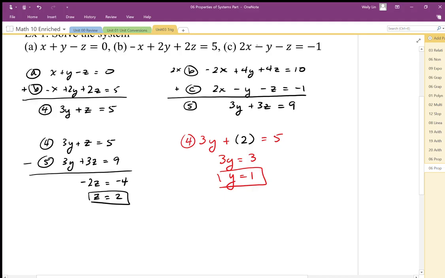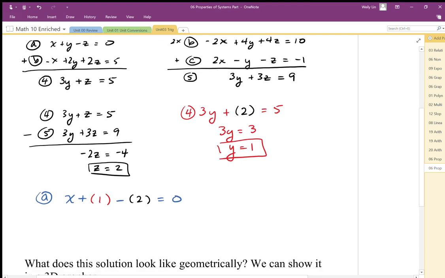If I have two variables, I can plug it into any one of the three equations up top here, either a, b, or c. So I'm going to take equation a. I need to solve for x. I've solved for y is equal to 1, so I'm going to replace the y with 1. Minus, I need to minus z, but since I know z is equal to 2, I'm going to replace that z with 2. And that's going to be equal to 0.